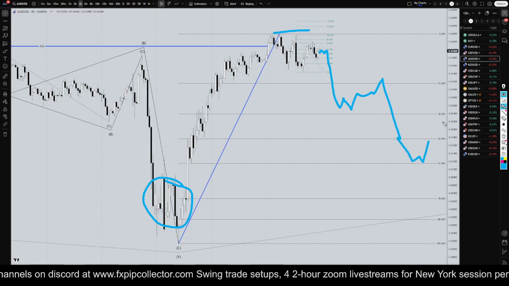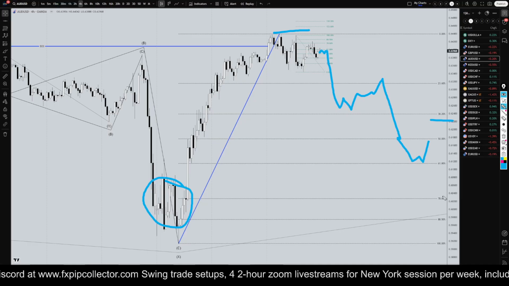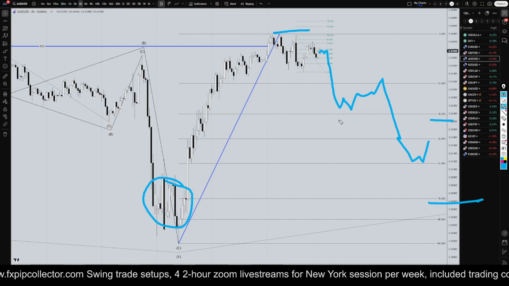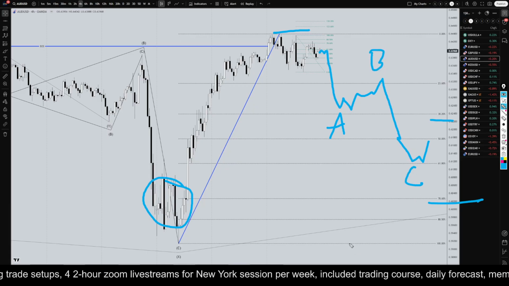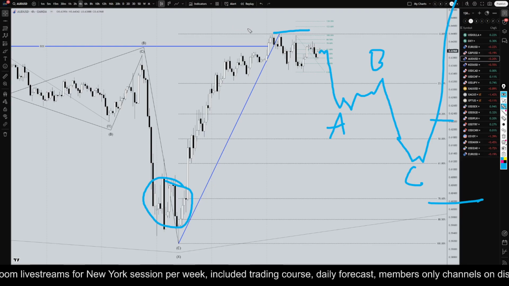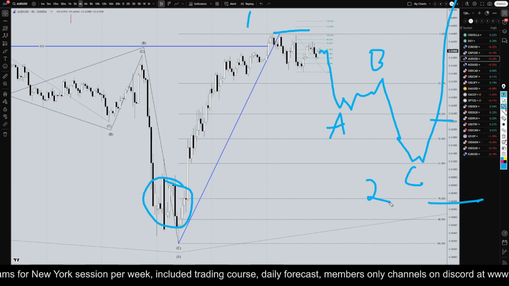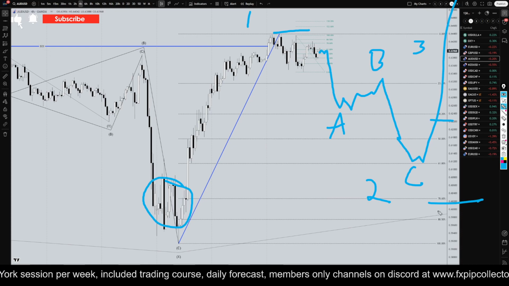I think we're going to go down minimum to the 38%. We could even go all the way down to the 78%, making some sort of an Elliott wave, three-wave pullback like an ABC or WXY or something like that before we end up continuing the uptrend. Wave one, wave two, and eventually up for a wave three.